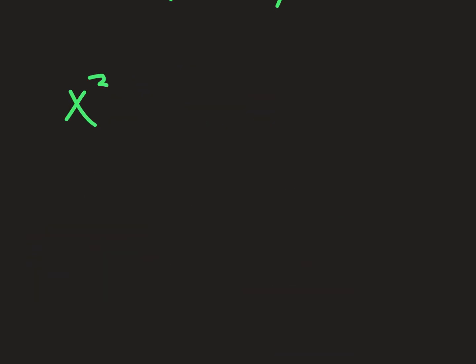Write this one down, x to the third plus 3x squared plus 4x plus 12. This is called divide and conquer, or factor by grouping.